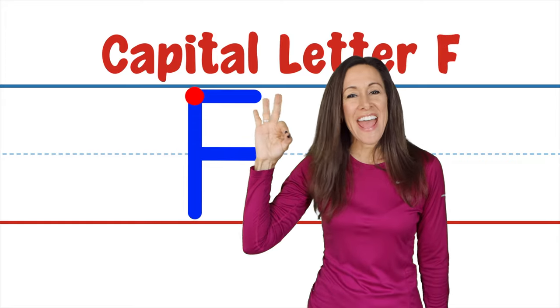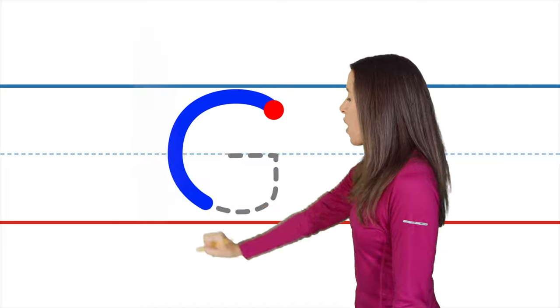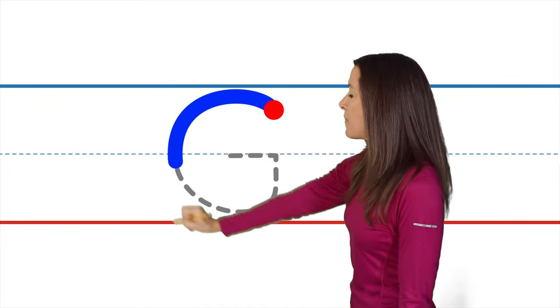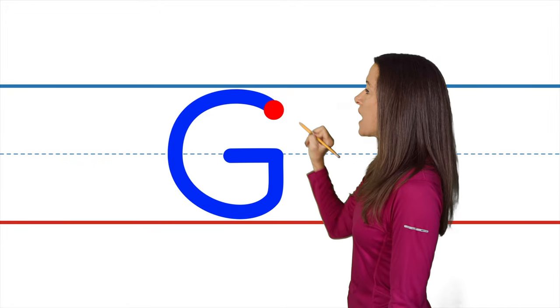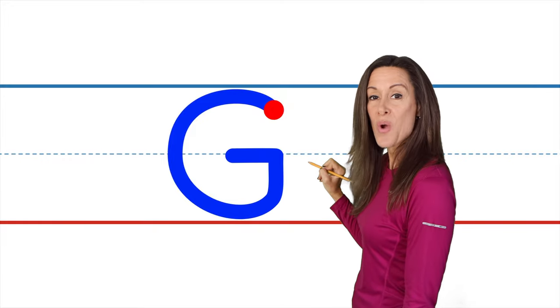Capital letter F. G: start at the top, around, then across.